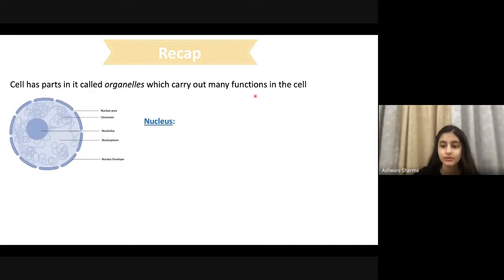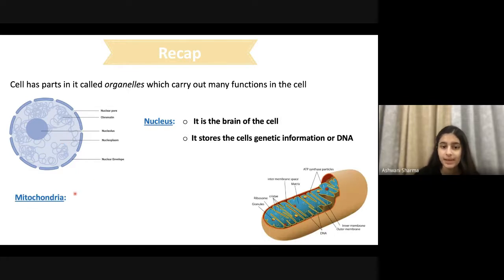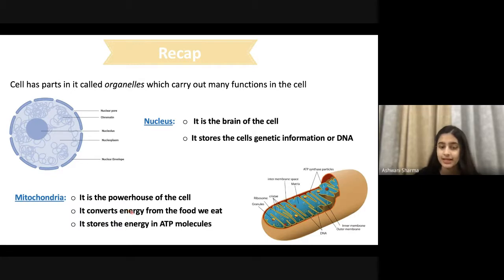The nucleus, which is also known as the brain of the cell, and this is because it contains the genetic material or DNA of the cell. The nucleus also has the nucleolus, which makes things called ribosomes. The second organelle I discussed was the mitochondria. The mitochondria is also known as the powerhouse of the cell, and it basically converts energy from the food that we eat. This energy is then stored in the form of ATP molecules, which are then used by the cell. So this is about the nucleus and the mitochondria.